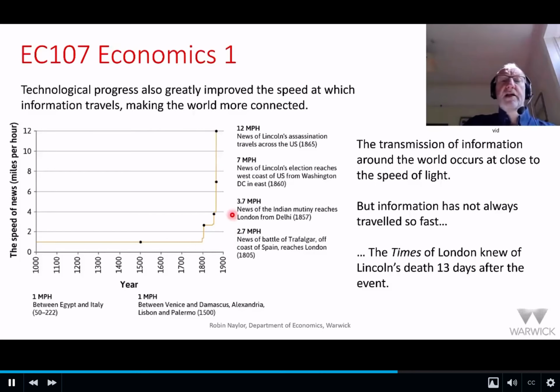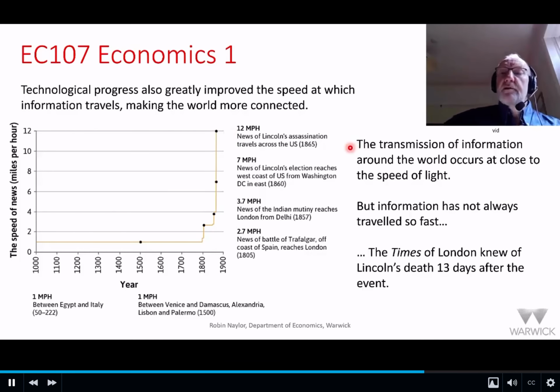By the middle of the 19th century, in 1857, news of the Indian Mutiny against British forces reached London from Delhi at a rate of just short of 4 miles per hour. And then around 1860, news of Lincoln's election reaches the west coast of the US from Washington, D.C. at a rate of about 7 miles per hour. And news of Lincoln's assassination 5 years later travelled across the US at a rate of 12 miles per hour. So improvements are fairly rapid in this period. Something like every 3 to 5 years, there's a doubling in the speed of the travel of news across distances.